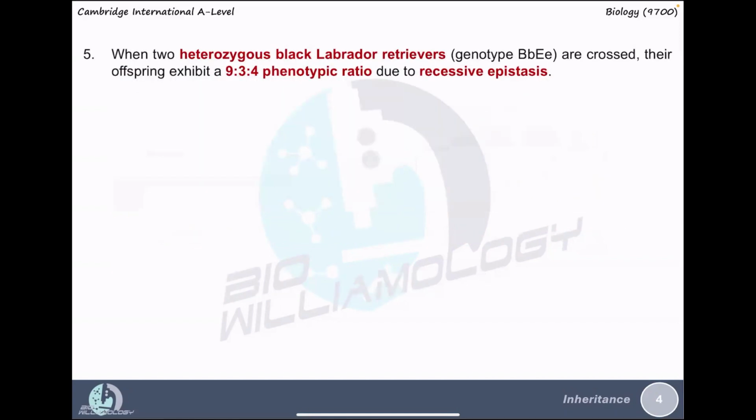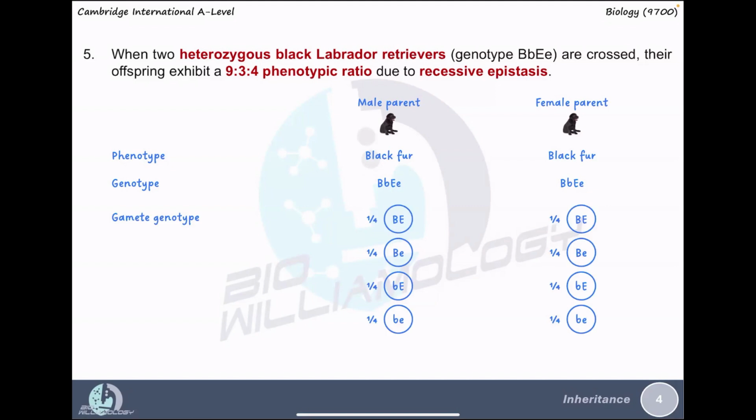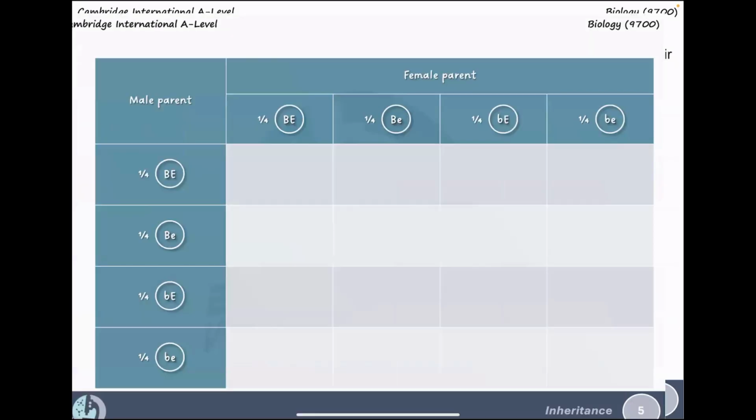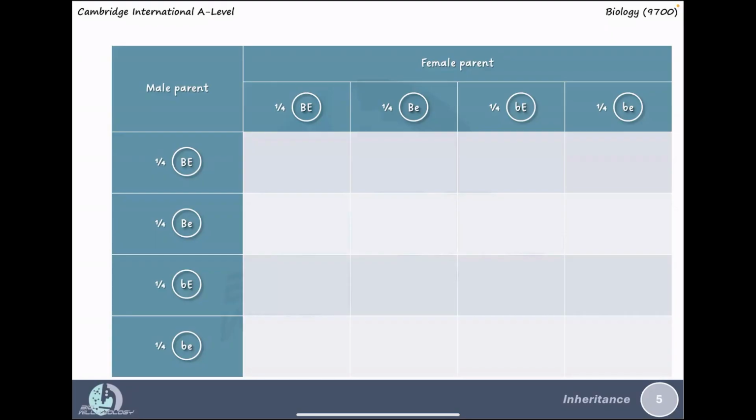So when two heterozygous black Labrador retrievers are crossed, their offspring exhibit a 9:3:4 phenotypic ratio due to the recessive epistasis, no longer 9:3:3:1, even though this is a dihybrid cross. So we can see that two black Labrador retriever parents with black fur, heterozygous for both gene loci, produce four different types of gametes with different combinations of alleles due to the independent assortment that takes place during metaphase 1. Let us look at what the possible outcomes are here.